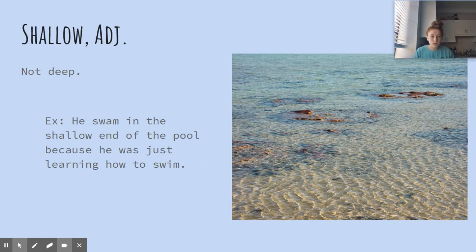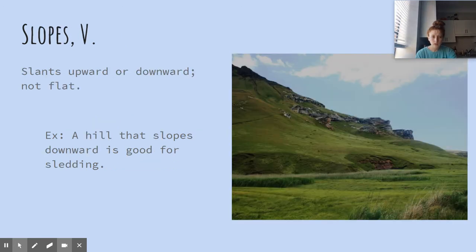Shallow is an adjective, and it means not deep. He swam in the shallow end of the pool because he was just learning how to swim. Slopes is a verb, and slopes means slants upward or downward, not flat. A hill that slopes downward is good for sledding. Okay, that's a slope.